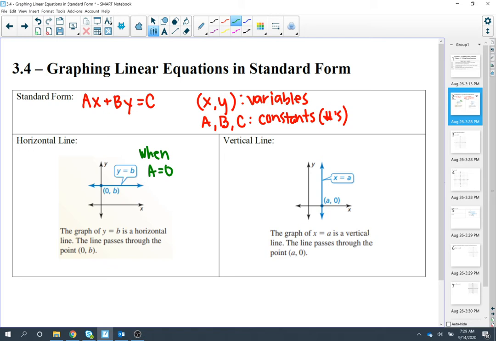Now a vertical line, okay, so vertical line, take a look at it. Keep in mind, first of all, this is not a function. And when we start talking a little bit more about slope, the slope of this guy is undefined. It's not a function. So this is x equals a, and this is when b equals 0.